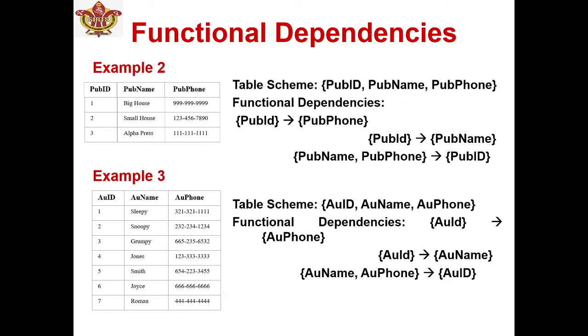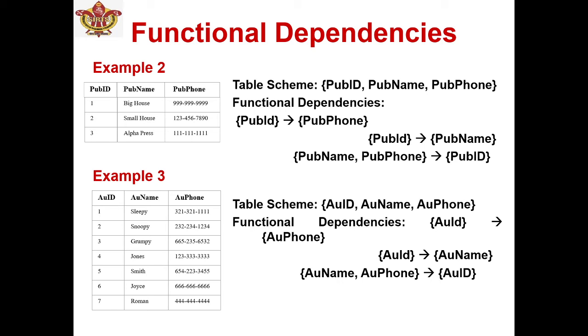Now example 2, we are taking the table scheme publisher ID, publisher name, publisher phone. In the functional dependencies we can see publisher ID determines publisher phone, publisher ID determines publisher name, and publisher name, publisher phone determines publisher ID. So publisher ID is fully dependent on publisher name and publisher phone, and publisher name is fully dependent on publisher ID, publisher phone fully dependent on publisher ID.